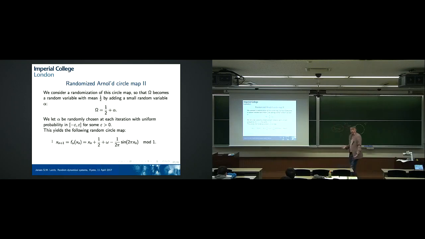Okay, now I'm going to randomize this in a certain way. I'm going to randomize the frequency, omega. So I'll take omega to be a half plus alpha, where alpha will be randomly chosen at each iteration with uniform probability from minus epsilon to epsilon for some epsilon. So I take some little variation, and I'll just shake up the map. And here's the alpha. So the resulting map is x_{n+1} equals f_alpha of x_n, and we have this map, a half plus alpha, so put the alpha here. So we just have a very concrete map, and we try to follow what's going on.